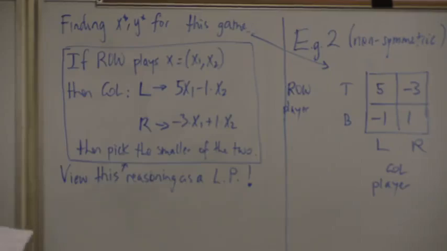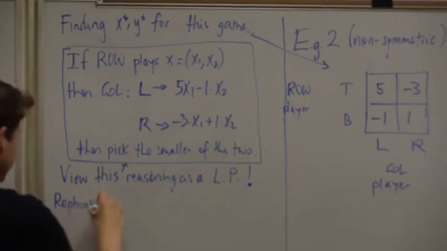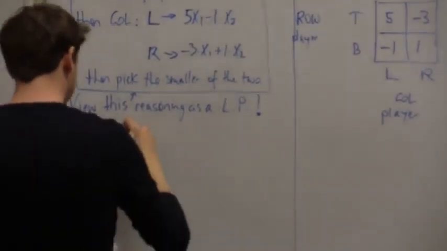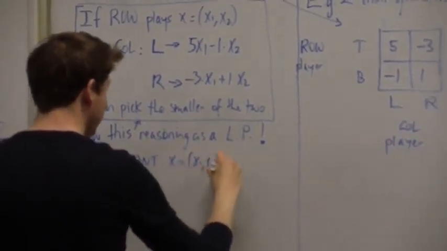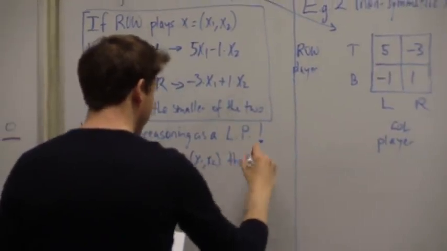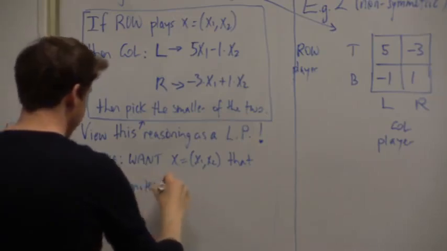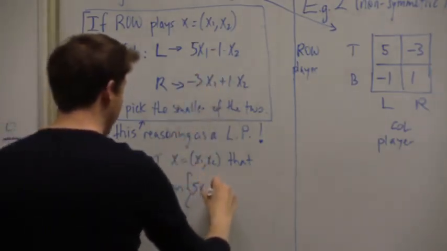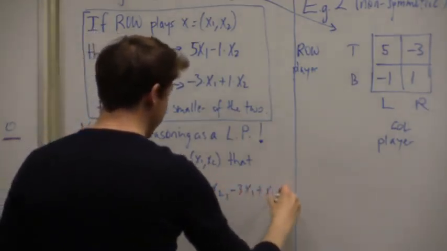So first, we want to say that we can rephrase this reasoning over here to be as follows. We want x, which is x1, x2, that maximizes the minimum of these two options, 5x1 minus x2 and minus 3x1 plus x2.